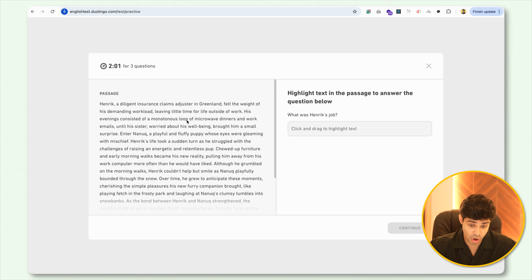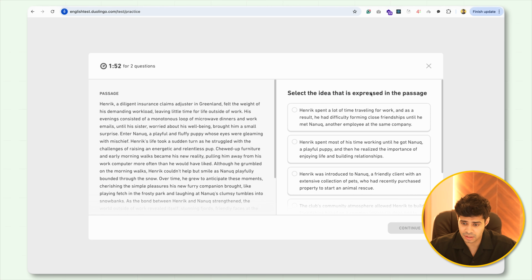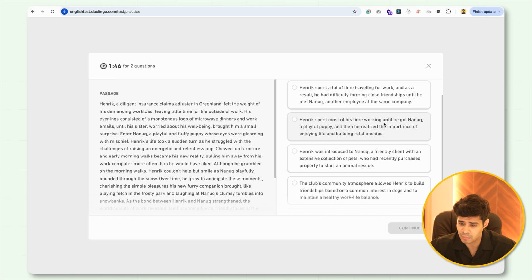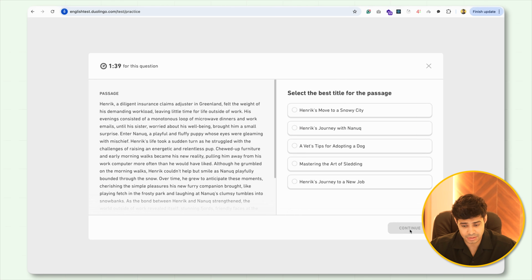What was Henrik's job? Well, the insurance claims adjuster. That's what he used to do. All right. Select the idea that is expressed in the passage. Henrik spent a lot of time traveling for work, no, he did not do that. Henrik spent most of his time working until he got Nanak, a playful puppy, and he then realized the importance of enjoying life. Yeah, that's actually a pretty good summary.